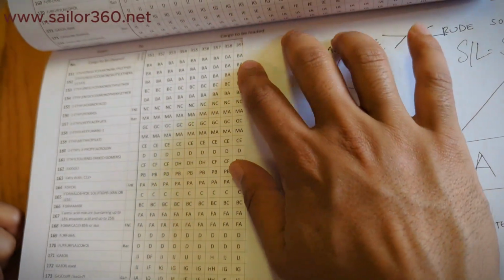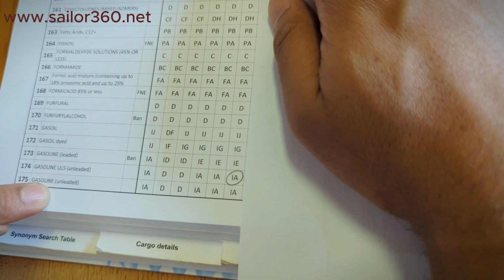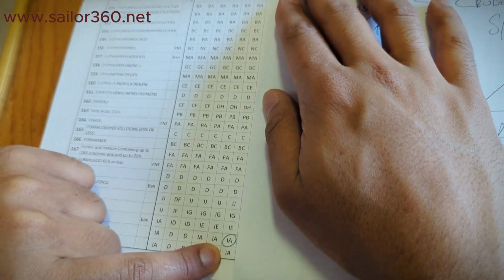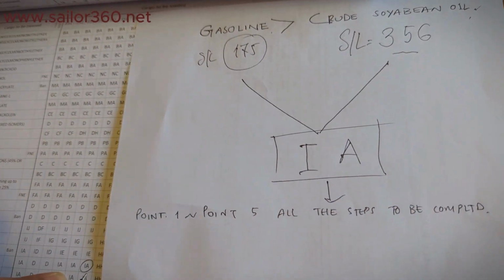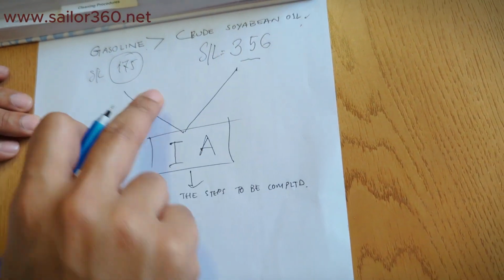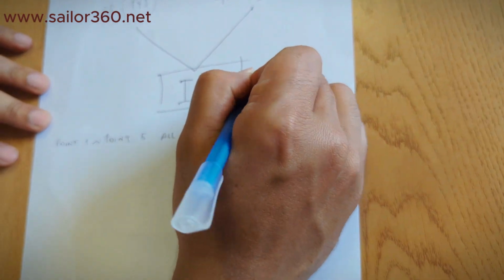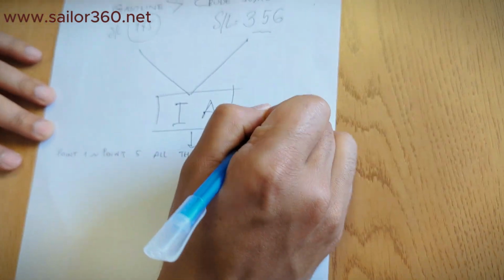You can see we have to go to 356. If we go here now, 356 and gasoline unleaded, IA. This will be our cleaning schedule. Okay, as I write here, from these two we have found IA. IA is the cleaning procedure.